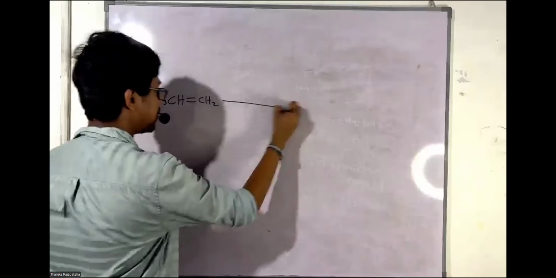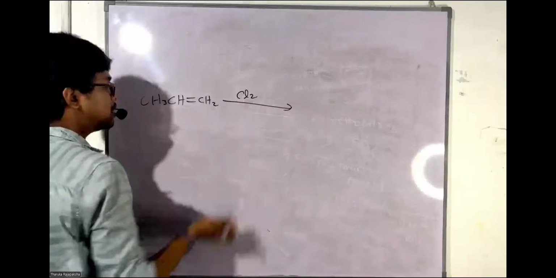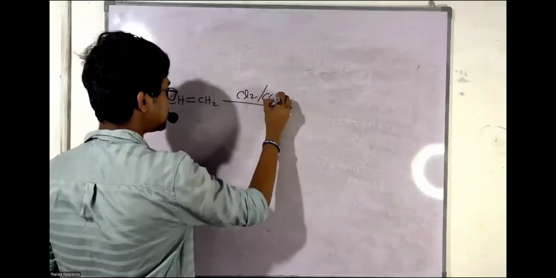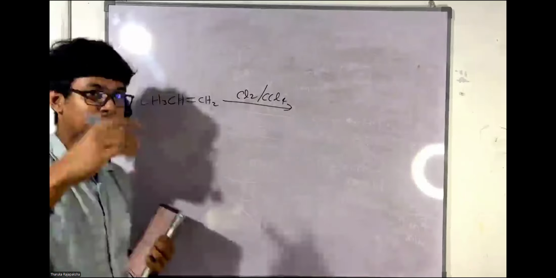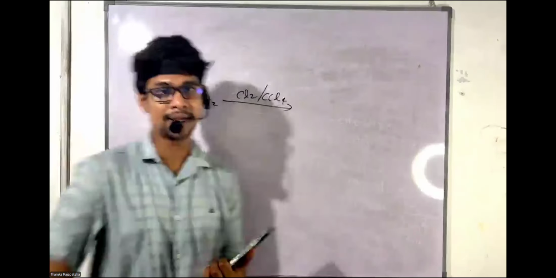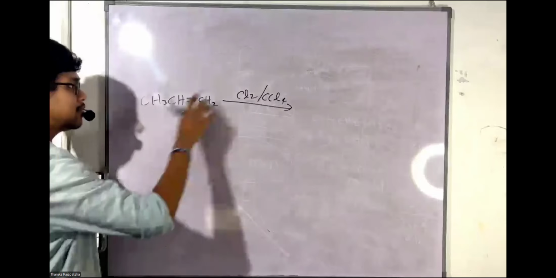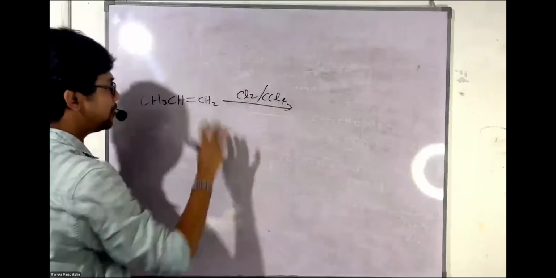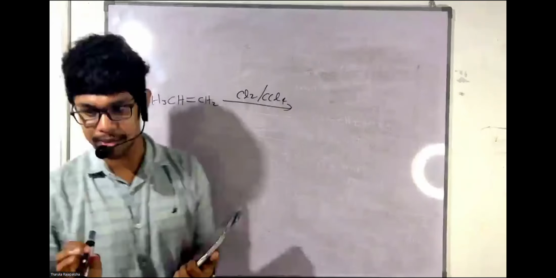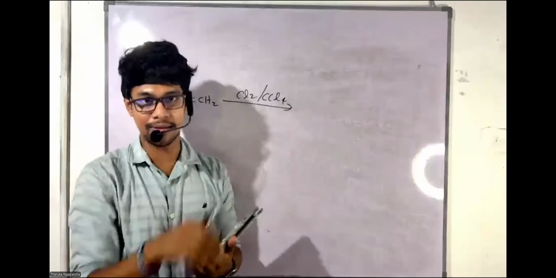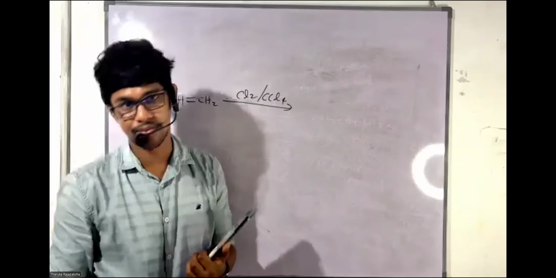In this case, you react Cl2 in the presence of CCl4. Earlier we put HMU for alkanes. This is alkenes, so we are adding Cl2 in the presence of CCl4. CCl4 is not very necessary, but it's good if you can write it because that's the reaction medium. That is what you dissolve Cl2 in.